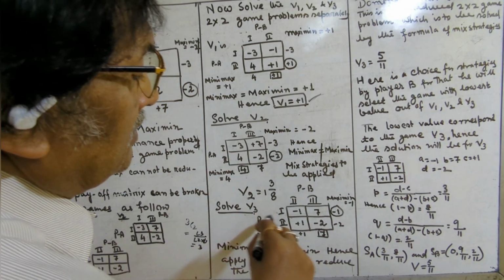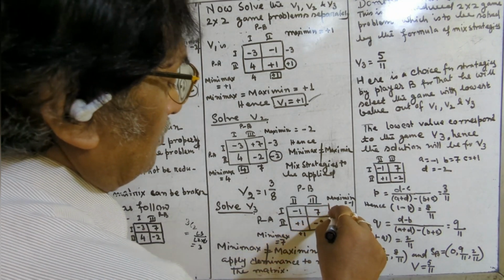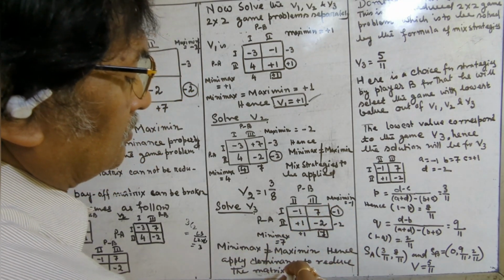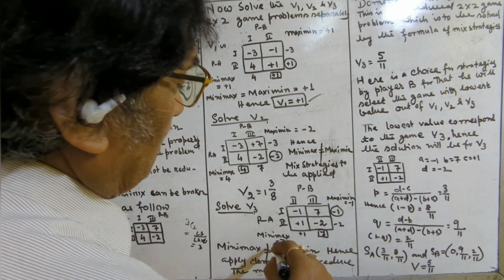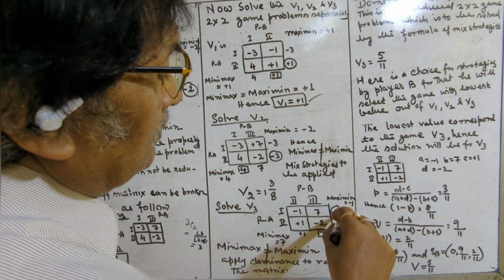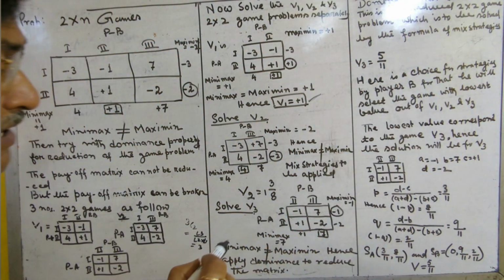Now for V3, again we have to check whether minimax is equal to maximin or not. In this case also a saddle point does not exist, that means minimax is equal to plus 7 and maximin is equal to minus 1. It is not same. That's why we have to go for mixed strategies.